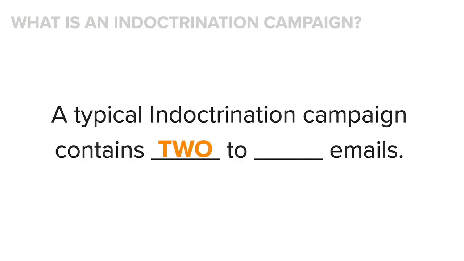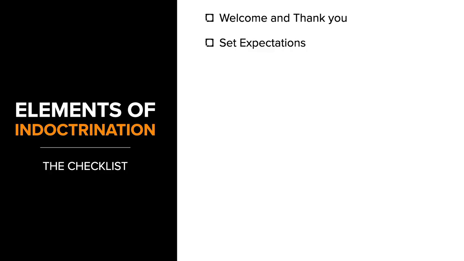We need to walk back through the exact same process of introducing ourselves and building that bonding with the new subscriber. And that process typically contains anywhere from 2 to 5 emails, right? So anywhere from 2 to 5 emails we're going to spend dedicated to building a relationship, to bonding ourselves or our brand to that new subscriber. Well, let's break down the different elements of an indoctrination campaign. Consider this your checklist. So the first element of any high converting indoctrination campaign is a welcome and thank you.